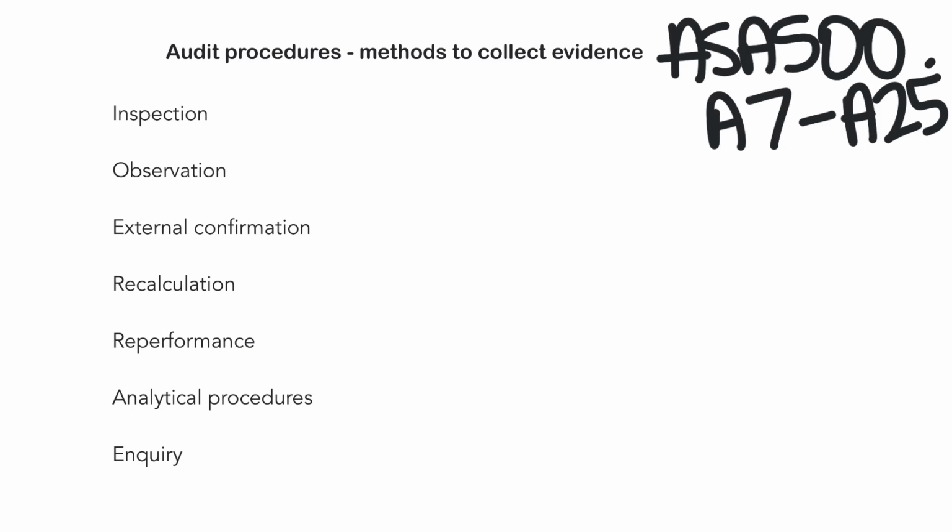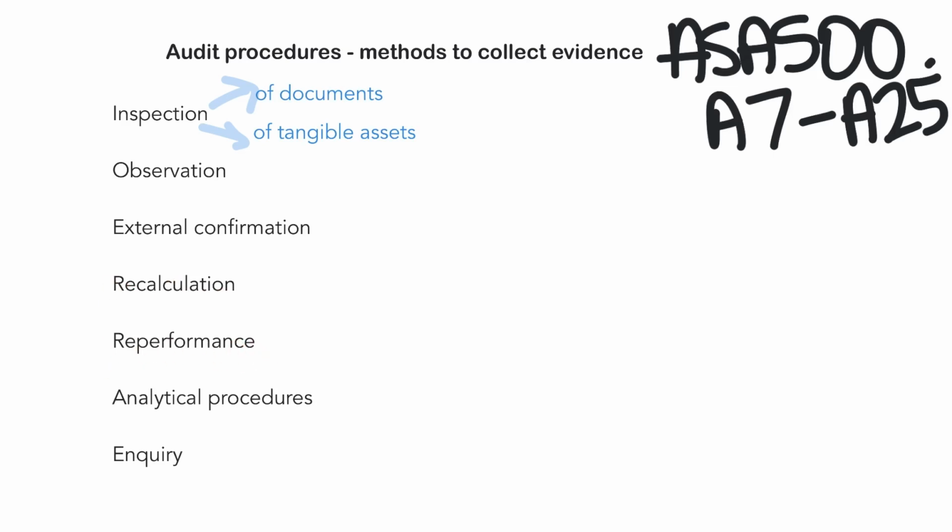So when I talk to my students, I talk about inspection in two ways. I talk about inspection of documents, all right, and then I also talk about inspection of tangible assets. Now you might be wondering why I don't just say assets, because remember we have intangible assets. So when I talk about inspection, I break this down further into inspection of documents and inspection of tangible assets. Observation is just watching people. Confirmation, I'll talk about that in a separate standard. Recalculation is simply redoing the maths.